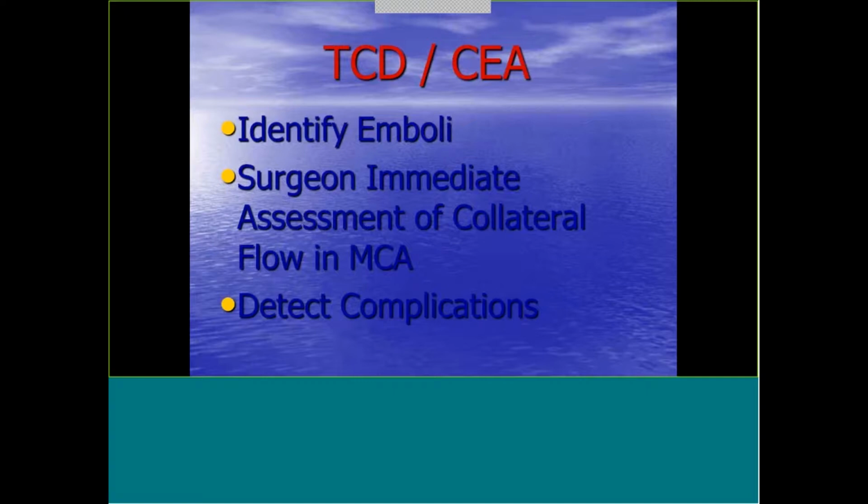So that's number one. Number two is the surgeon will know immediately what the status is of the collateral flow. So when he or she clamps that common and the internal, and they're going to clean all that out, you will know if the bridges are open or not. And you can tell the surgeon, I've got good flow or I don't have good flow. And if I don't have good flow, you might have to put a shunt in. It will also detect complications before the patient has symptoms.